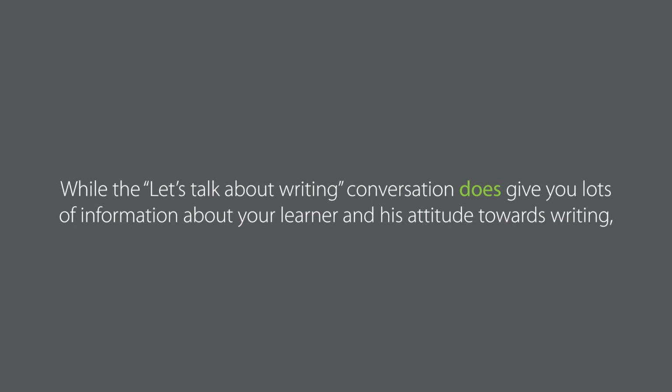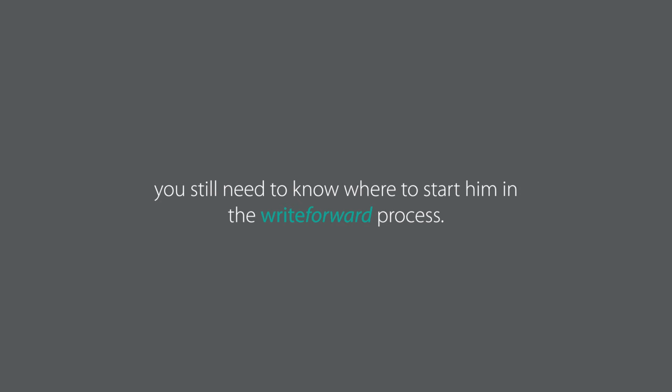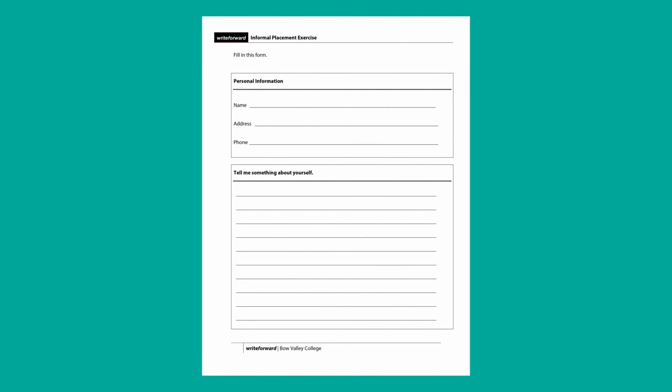While the Let's Talk About Writing conversation does give you lots of information about your learner and his attitude towards writing, you still need to know where to start him in the Write Forward process. The informal placement exercise is a simple tool that will give you an approximate starting placement for your learner. Have him complete the informal placement exercise independently.